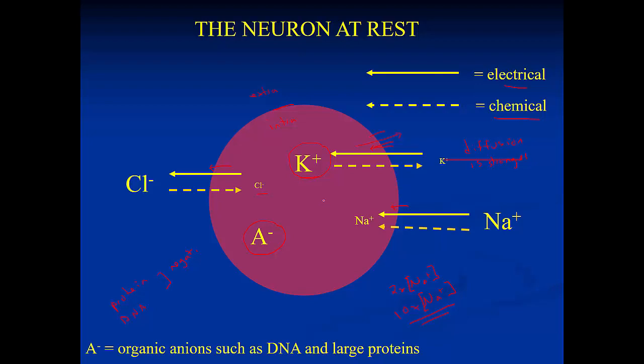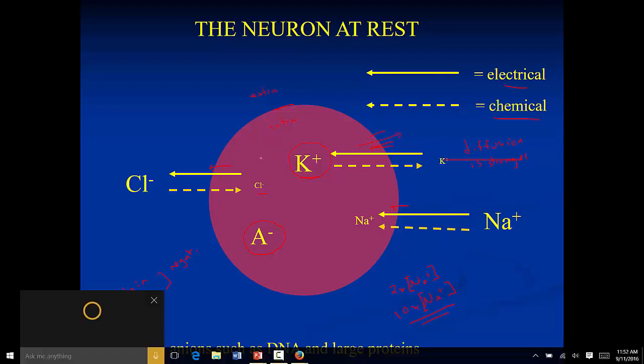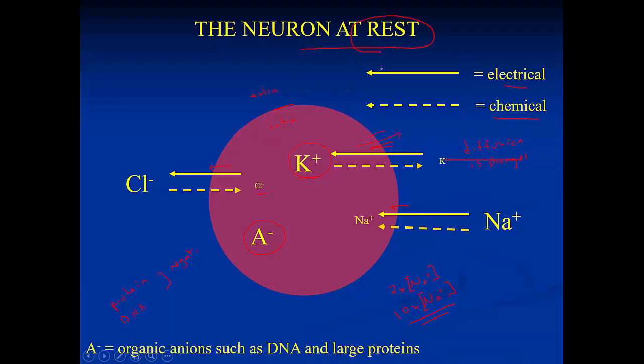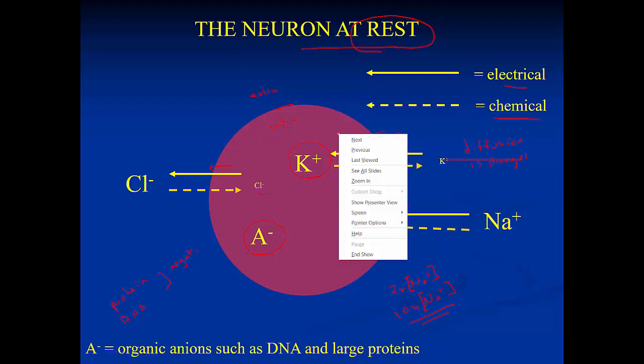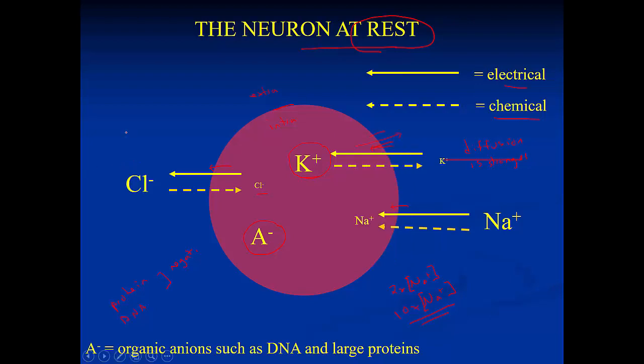Now, in this case, the whole slide is titled Neuron at Rest. It's just sitting there doing nothing. So when we say neuron at rest, I mean nothing's going on. It's just sitting there, nothing's changing. It's a static situation.